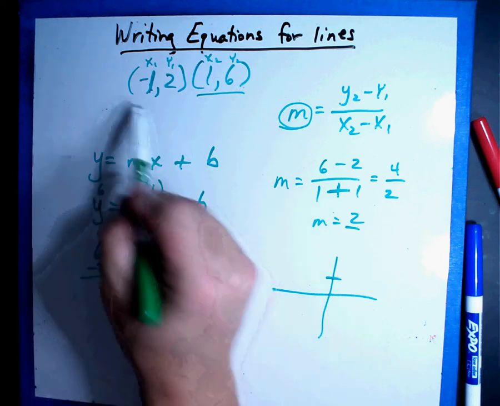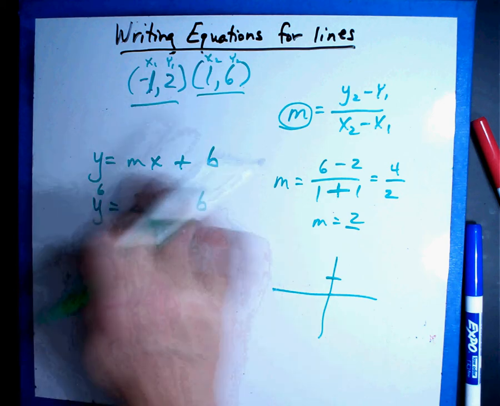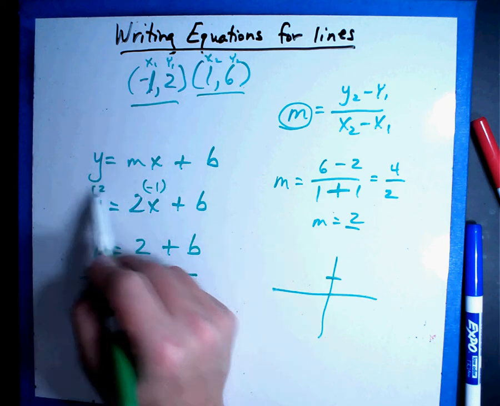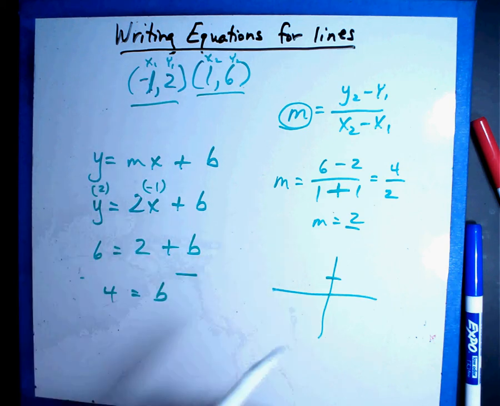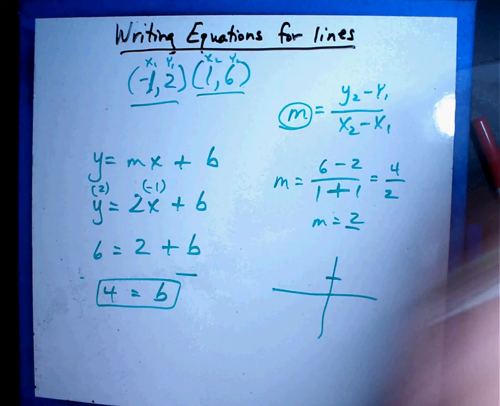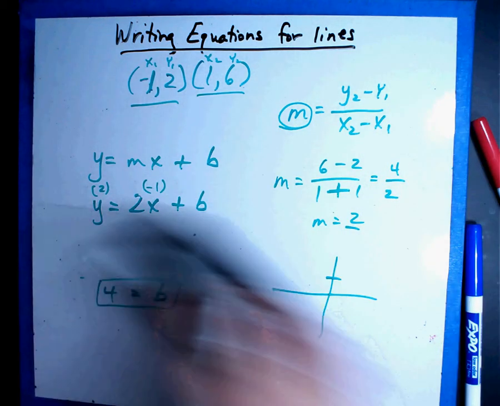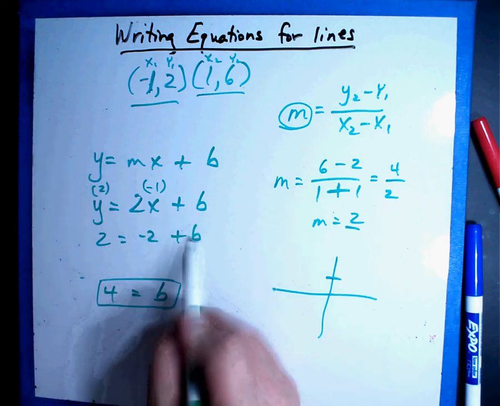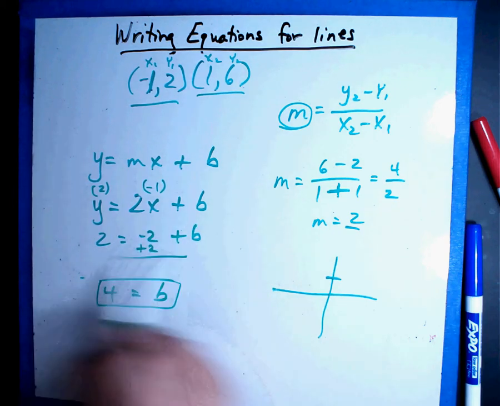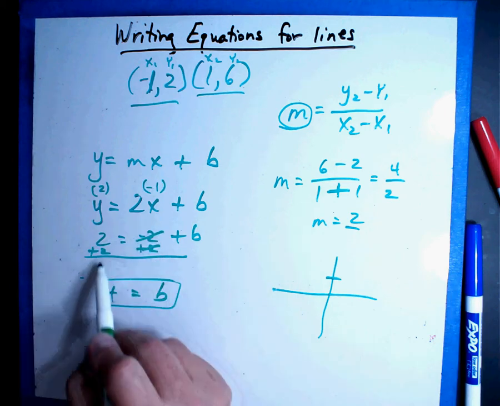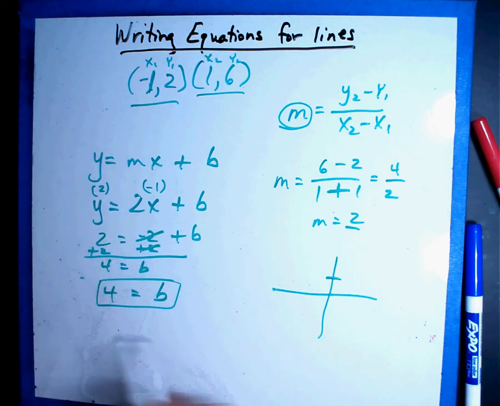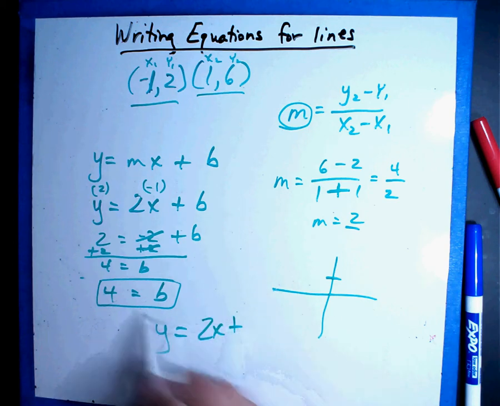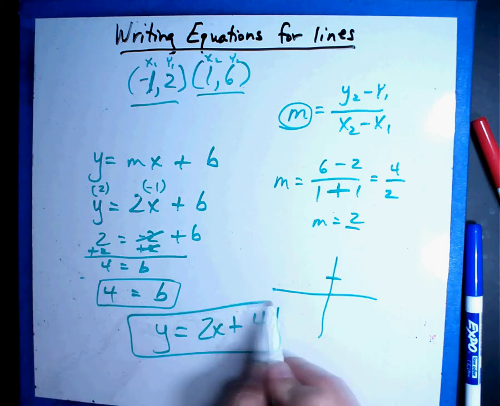I wonder, if I use this one, would I get the same answer? Well, let's try real quick. X is -1, and y is 2. All right? So we figured out b is equal to 4. Does it equal 4 if I use the other point? Well, 2 equals -2 plus b. I have to add the 2 to get it over here. 4 equals b. So I got the same answer. So y equals 2x plus 4. There's my answer. I got it.